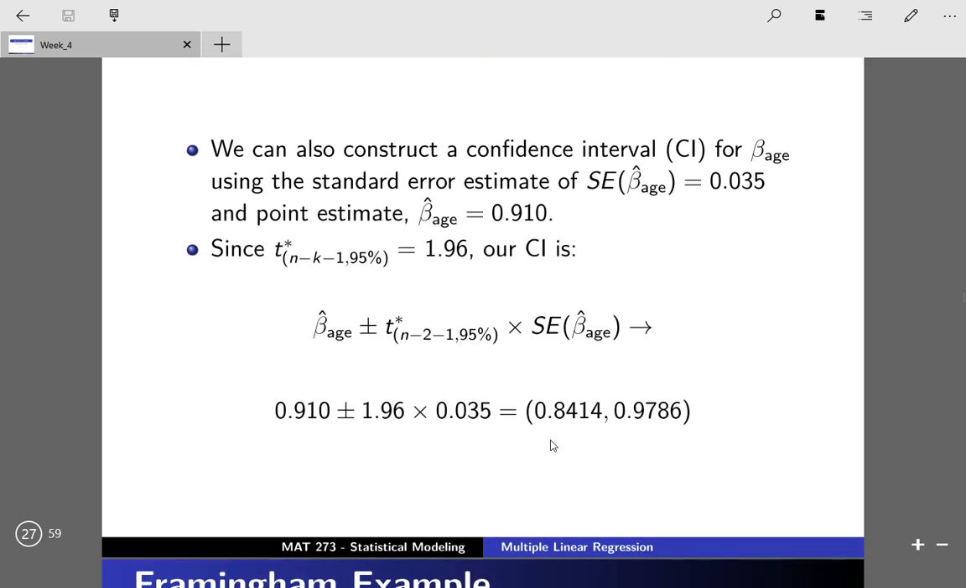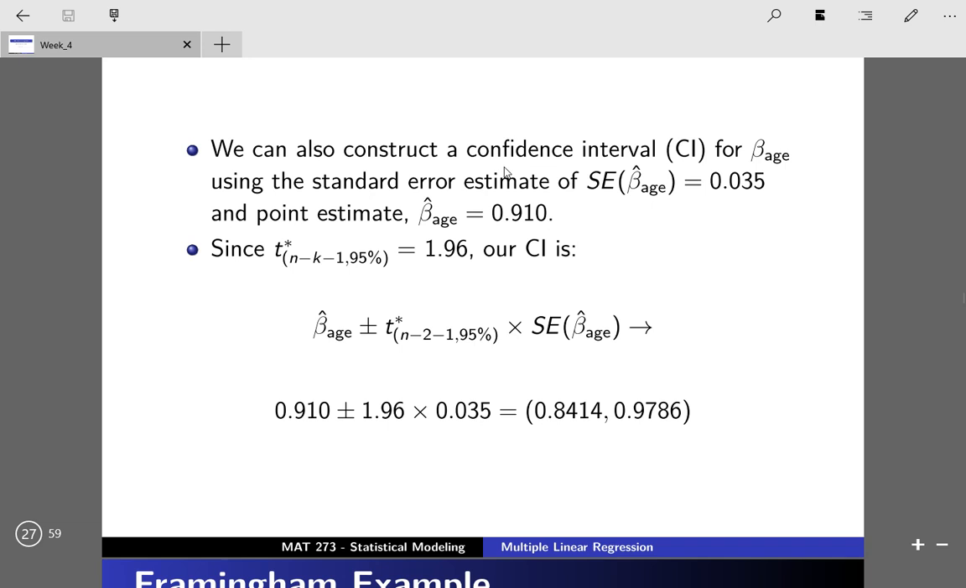We can also construct confidence intervals. Not only can we do hypothesis tests, we can also do confidence intervals for these regression coefficients. And this is again where we'll use the standard error estimates from the table. This is the standard error of the estimated coefficient for age. From that R model output, we see that it is 0.035. And our point estimate, our estimated slope for age, is 0.910.